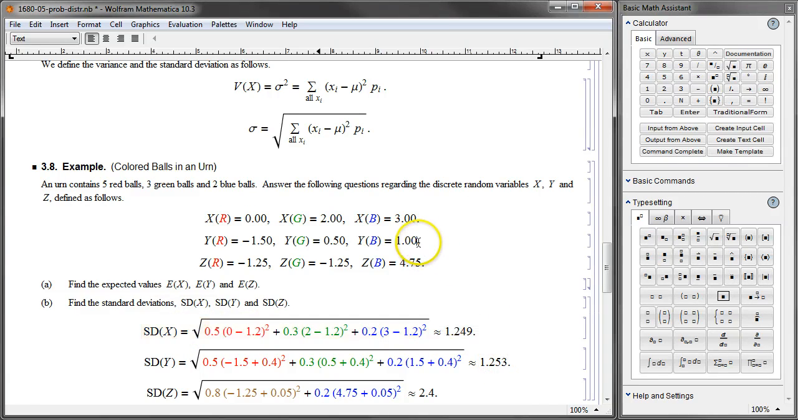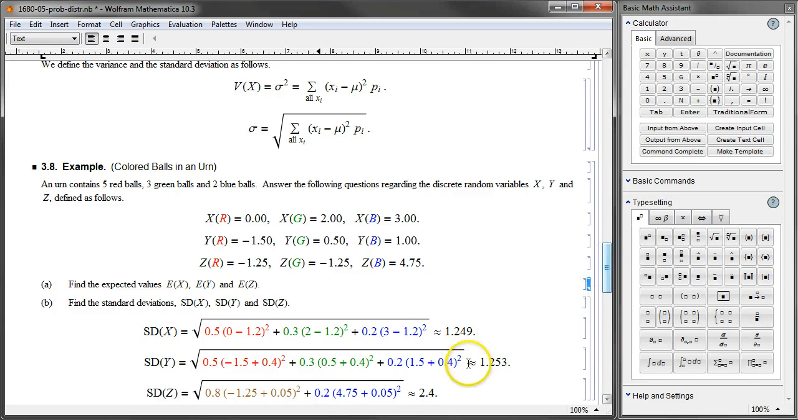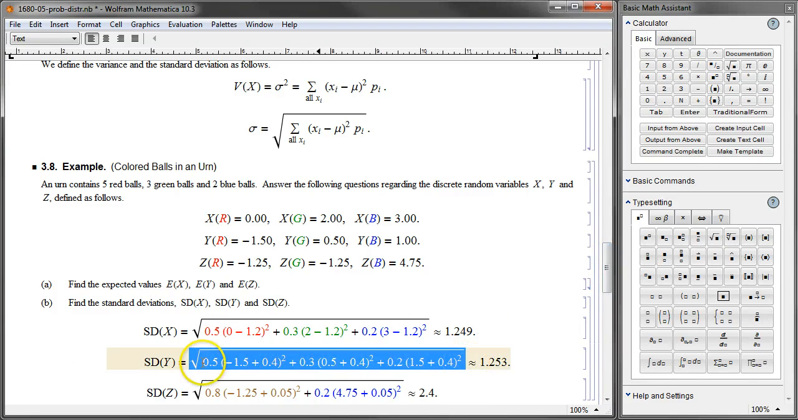How about the next random variable here? The same thing. Deviation squared times the probability. Deviation squared times the probability. Deviation squared times the probability. By the way, deviation is actually the x value minus -0.4 because the expected value was negative. And then add them all up, then we get variance. Take the square root, and then we get standard deviation.